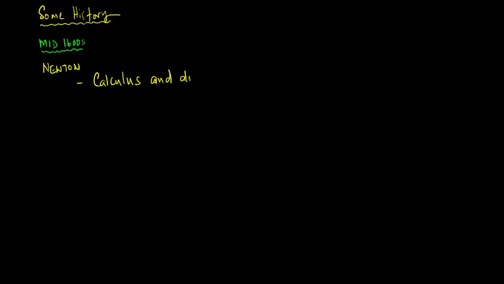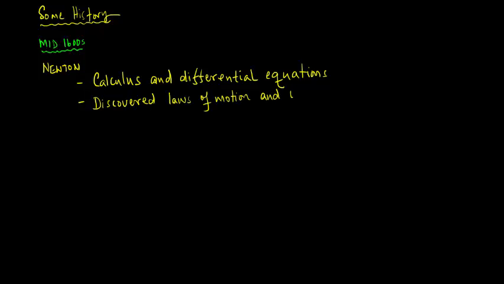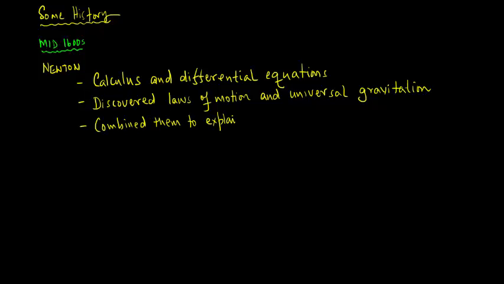Now let's take a historical perspective on dynamics. The story really started in the mid-1600s with Newton. Now what he did was he invented calculus and he worked on differential equations. He then discovered his laws of motion and universal gravitation, and he combined them to explain Kepler's laws of planetary motion.